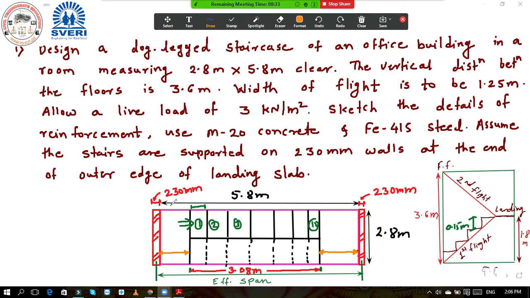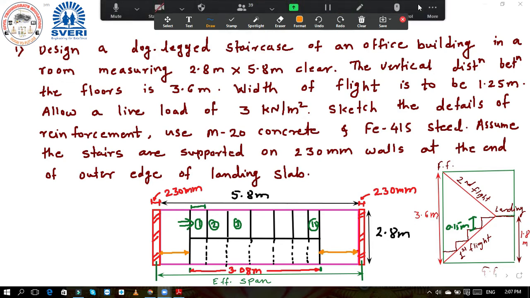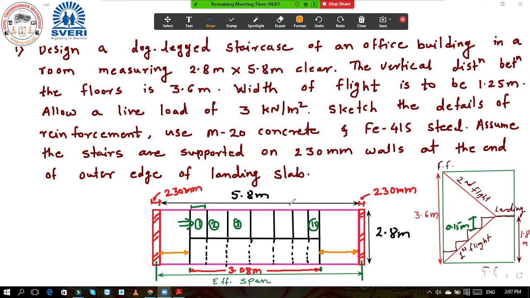So we will do the simple calculation now. This is 5.8 meter, the total length. From that, minus 3.08. So what will remain? 5.8 minus 3.08, what will be the remaining length? 2.72, I think. So 2.72 divided by 2, how much is it? 1.36. So this landing will be 1.36 meter, and this is also 1.36 meter. Hope this is clear.